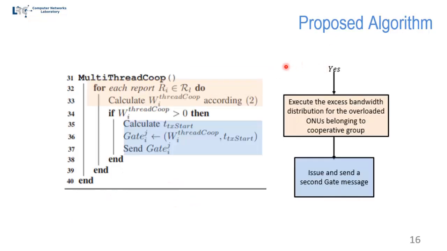Finally, when all report messages from a cooperative group arrive, the OLT distributes the excess bandwidth from the underloaded ONUs to the overloaded ONUs in that group according to a fair access policy. Subsequently, a gate message is issued and sent to the overloaded ONUs in the cooperative group.